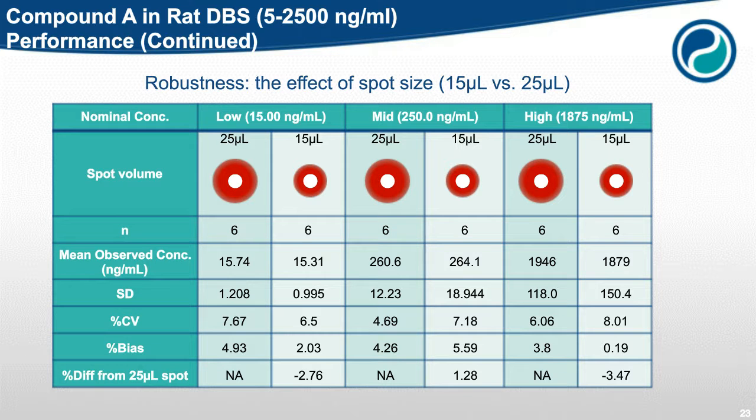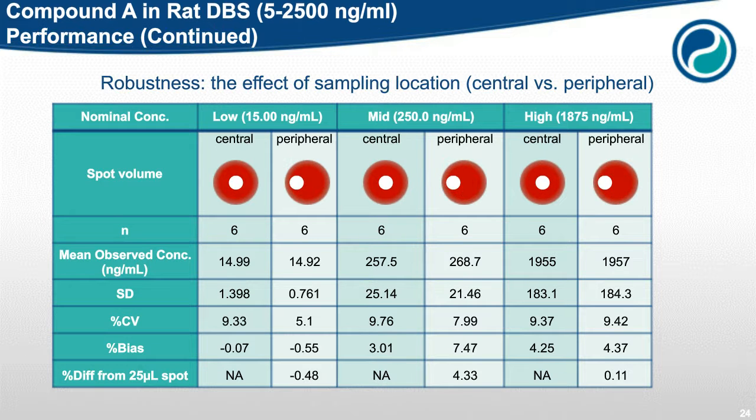The effective sampling locations. This is another test for homogeneity. So the same spot size is used, however, the punching location is different. We're comparing the punch from the center versus the punch at the edge of the spot, and we compare the extracted samples between these two. The idea is we want to evaluate if the drug is distributed evenly along the radius of the spot. In this case, there's no difference between the two.